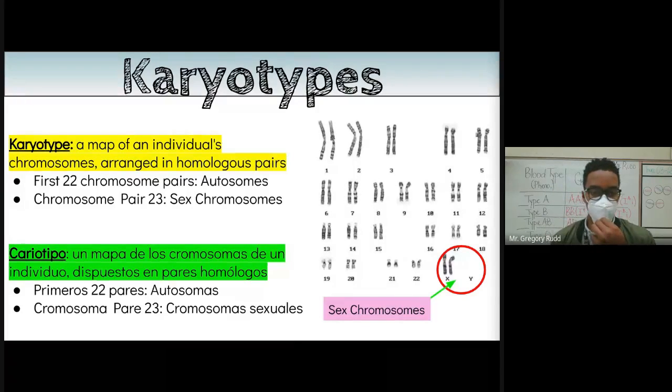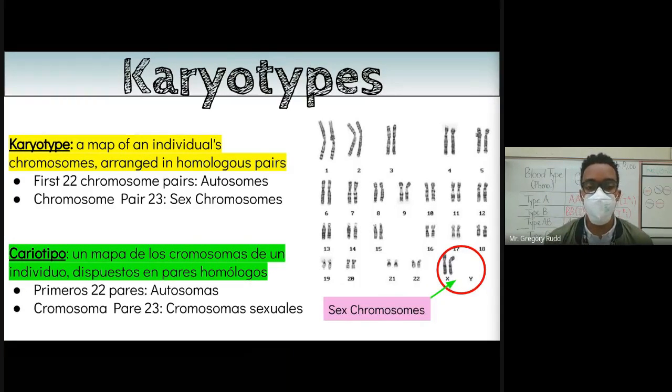And I do want you all to write this down. A karyotype is a map of an individual's 46 chromosomes. And they are arranged in their homologous pairs. So the pairs that are the same size get arranged next to one another. And these pairs not only are the same size, but they carry the same genes.